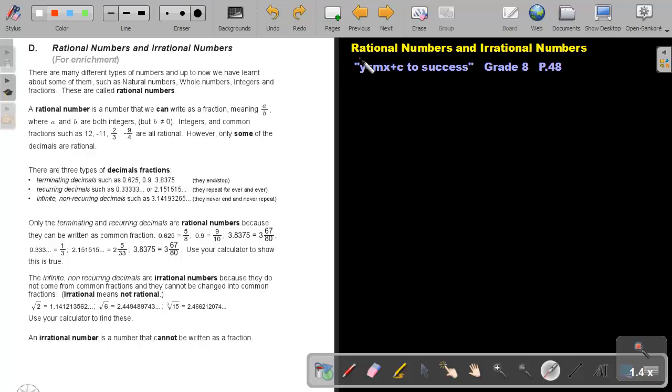Part 20, Rational Numbers and Irrational Numbers. You will find this on page 48 in the Namibian Mathematics Grade 8 textbook.